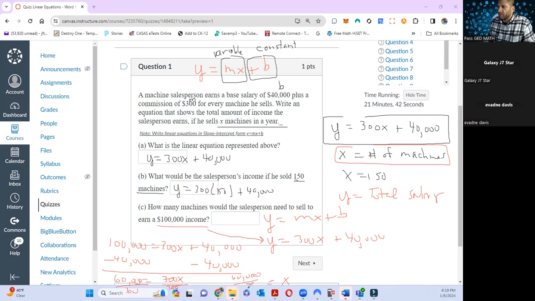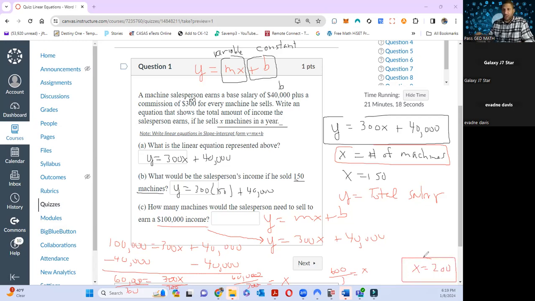divided by 300. Since we're dividing, we know the powers of 10. Since we have two zeros at the end here, we can cross those out. This is the same as 600 divided by 3 is equal to x. So x equals 200.